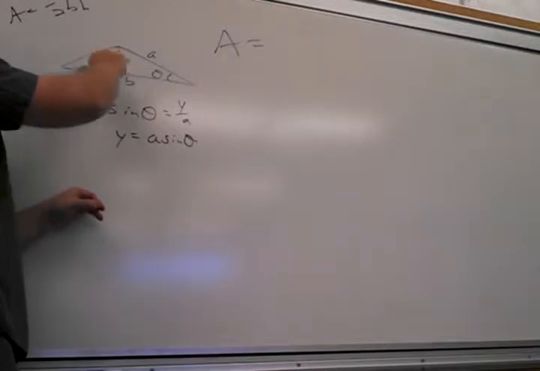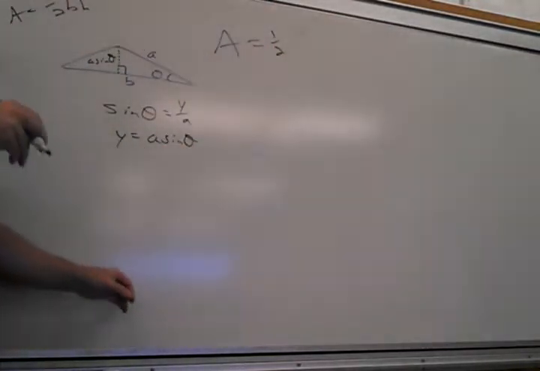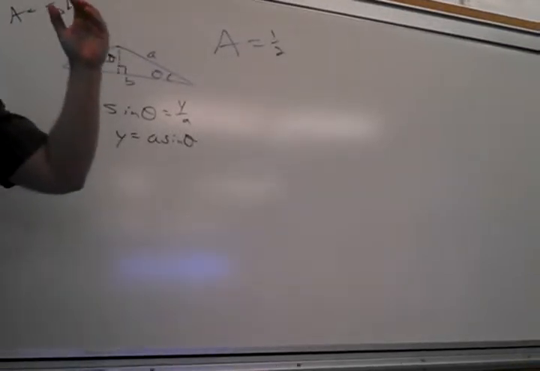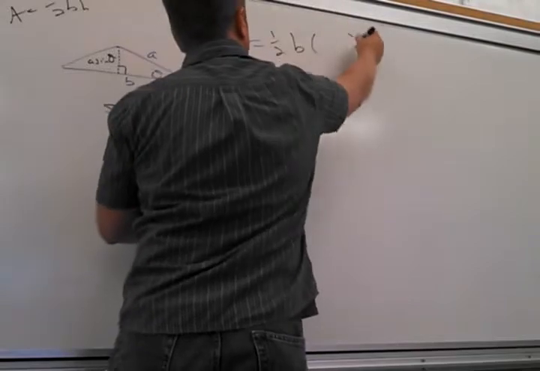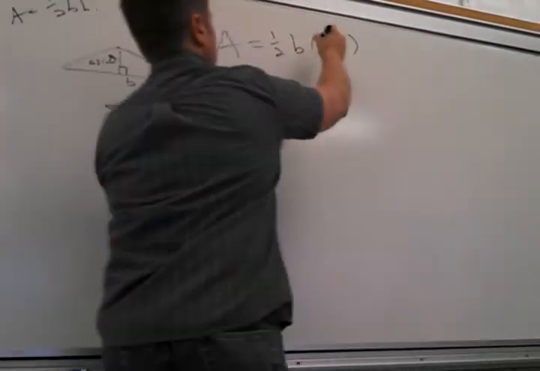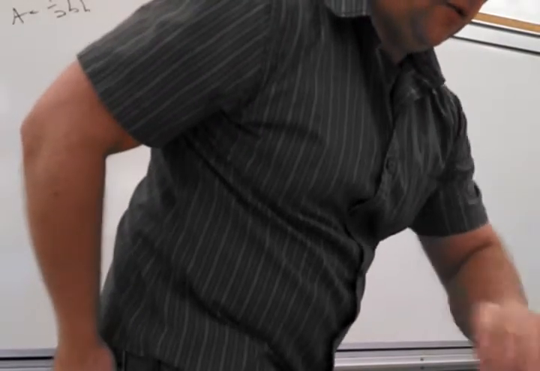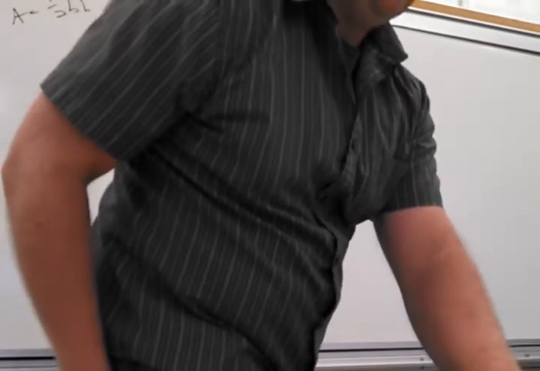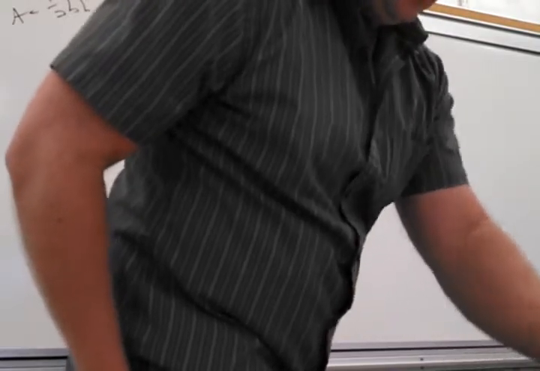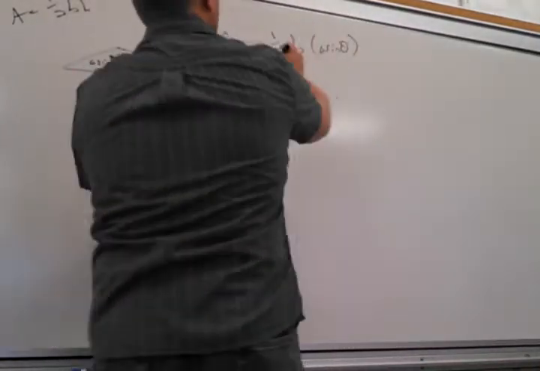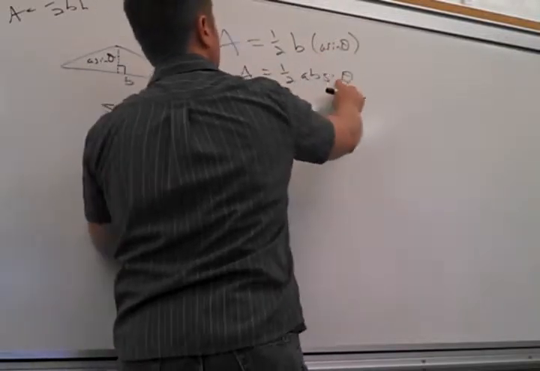So what's the area of this triangle? It's 1/2 the base, times height. What's the height? A sine theta. So if you look on page 459, they do everything I just did basically, and they eventually get here: 1/2 AB sine theta is the area.